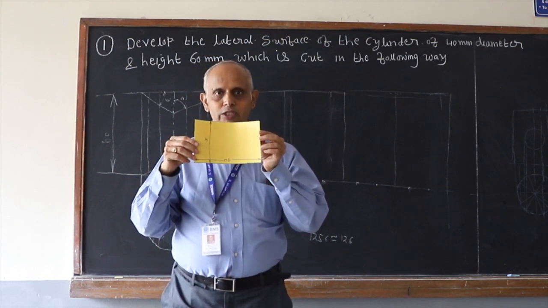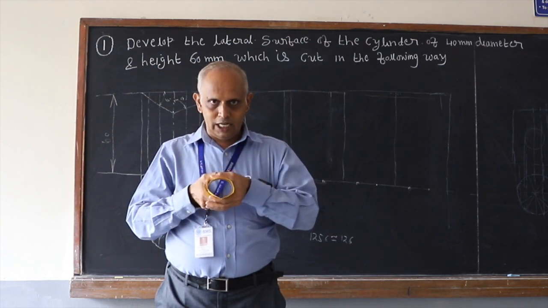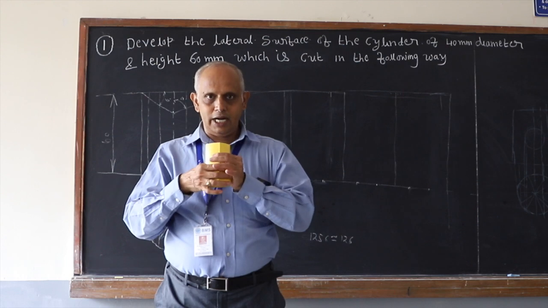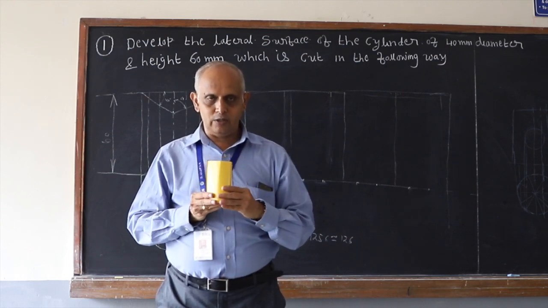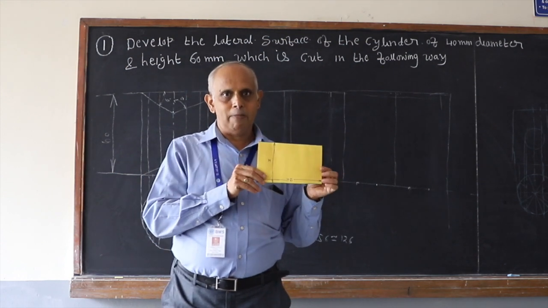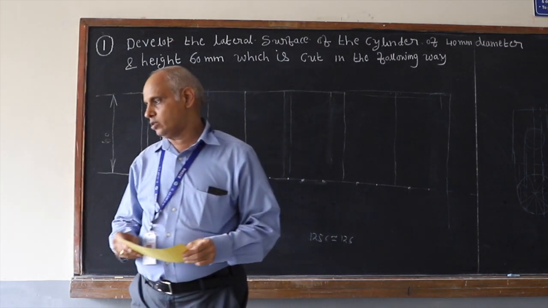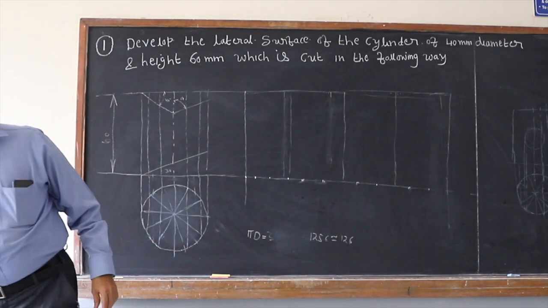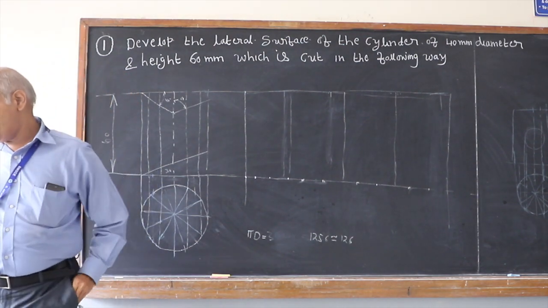So what you need to do is first draw the circle in top view such that the cylinder is resting on base, then draw its front view, and then depending upon the position you need to cut it and take the development by using parallel line method. With this fundamental concept, let us try to solve two problems in today's class involving development of lateral surfaces of cylinder.